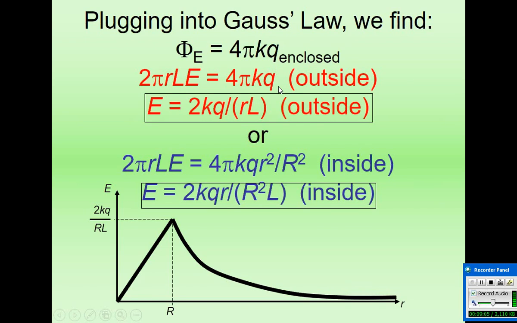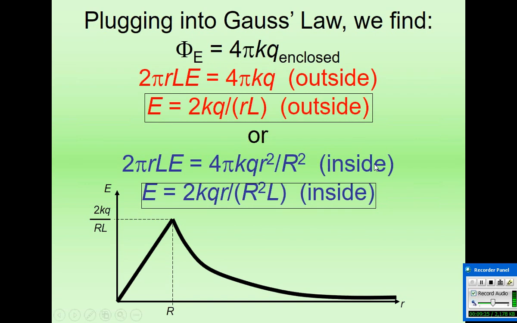And if we are talking about outside the cylinder, the enclosed charge is all of the charge, Q. And so if we are outside the cylinder, we now have an expression for the strength of the electric field. It's 2 times K times Q over r times L.